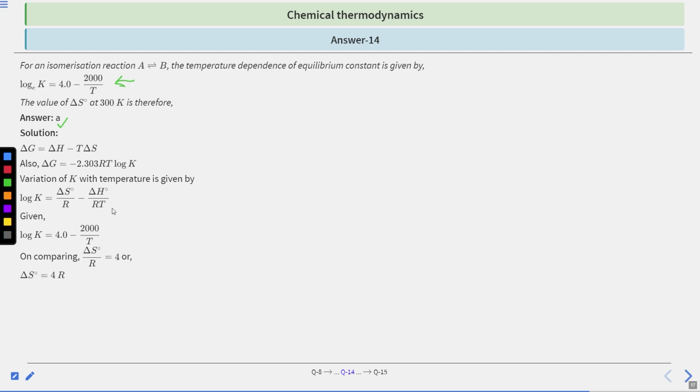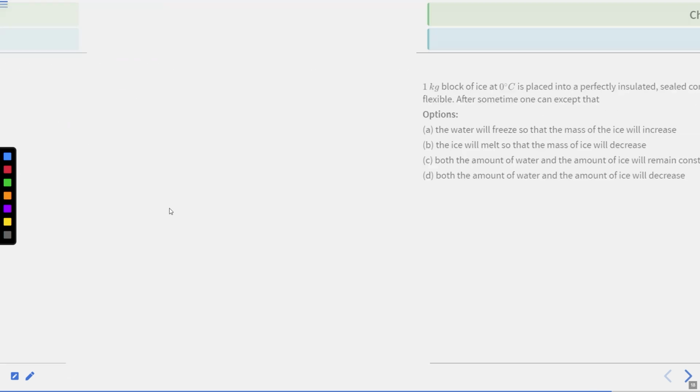So on comparing these two equations, we have del S naught divided by R equals 4, right? Because we can see that del S by R is 4, because the positive term is 4. So del S by R is 4. We can say that del S naught is 4R. Hence option A will be the correct answer for this question. Okay, let's move to the next question.